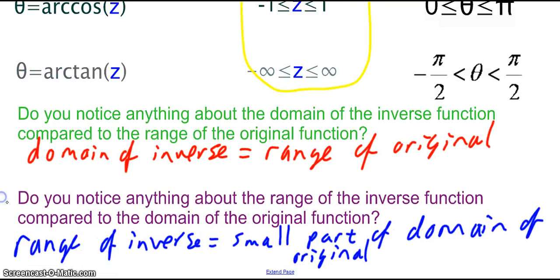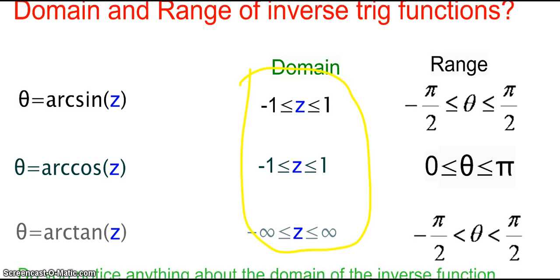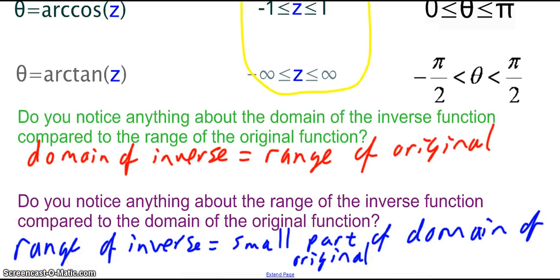However, the range of the inverse functions is not the same as the domain of the original functions. So again, if we focus on sine, the range of the inverse is negative pi halves to pi halves, whereas the domain of the sine function is all real numbers. So this is just a small portion of that domain. And the same is true for the cosine inverse and the tangent inverse.